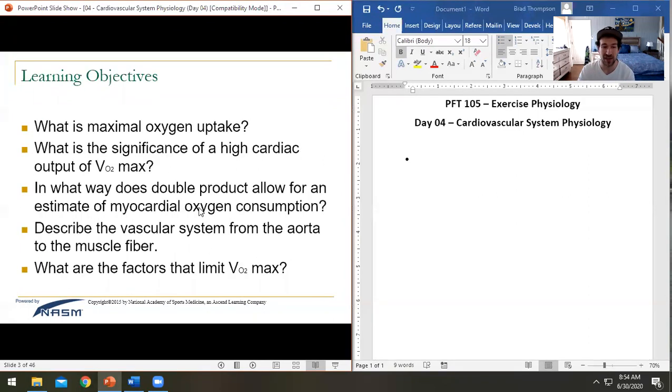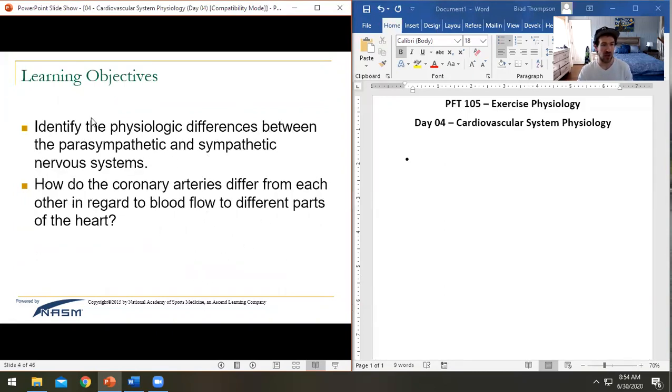We'll talk a little bit about maximal oxygen uptake, VO2 max, and then what factors mess with that VO2 max as well. We also need to know the differences between the sympathetic and the parasympathetic: what speeds your heart up, what slows your heart down.